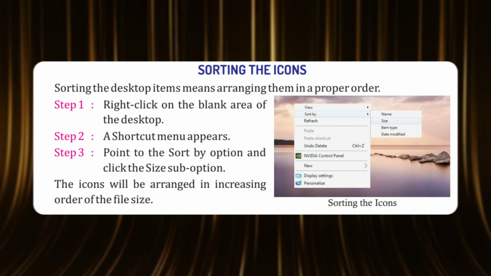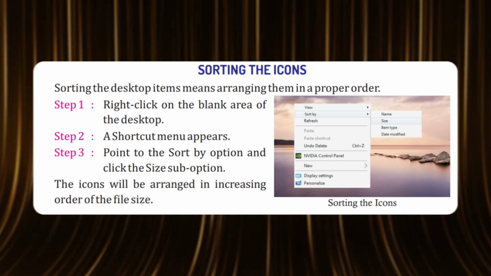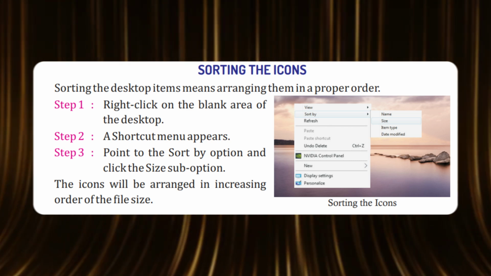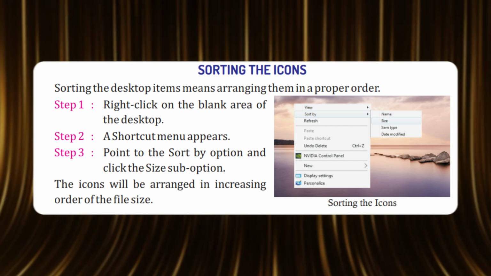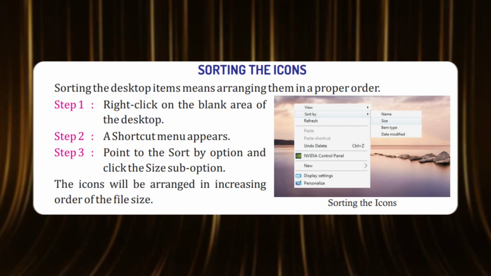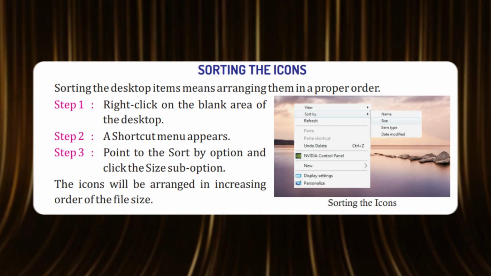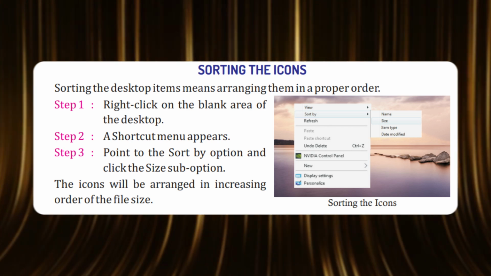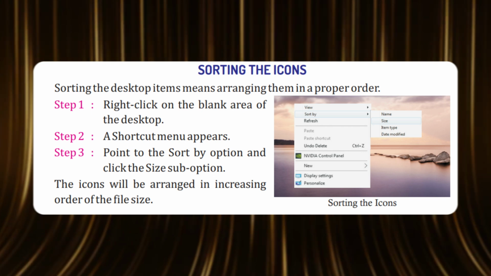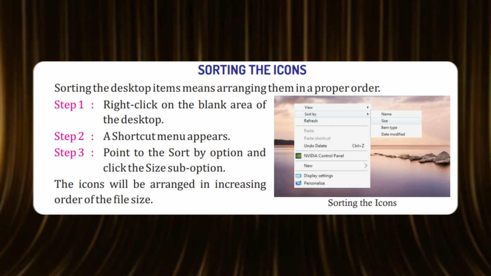Sorting the icons. Sorting the desktop items means arranging them in a proper order. Step 1. Right-click on the blank area of the desktop. Step 2. A shortcut menu appears. Step 3. Point to the Sort by option and click the Size sub-option. The icons will be arranged in increasing order of the file size.